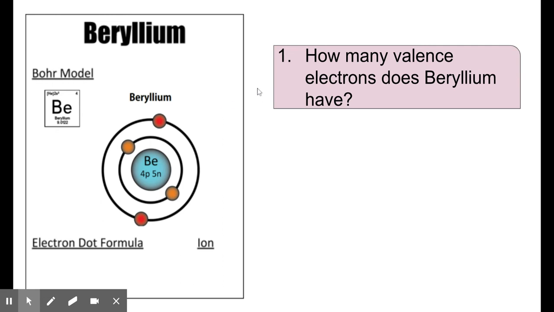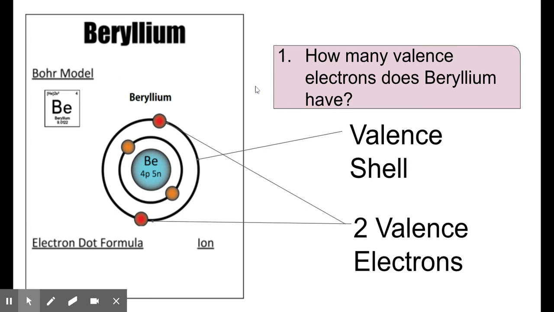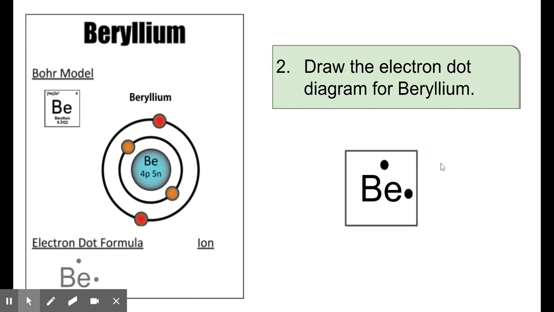So let's do beryllium now. How many valence electrons does beryllium have? Take a look at the diagram to find out. There's the valence shell, and you can see the 2 valence electrons in that shell. Remember that our electron dot diagram only shows the valence electrons. So although beryllium has 4 total electrons, we're only going to put its 2 valence electrons on our electron dot diagram. We'll add that to our card.